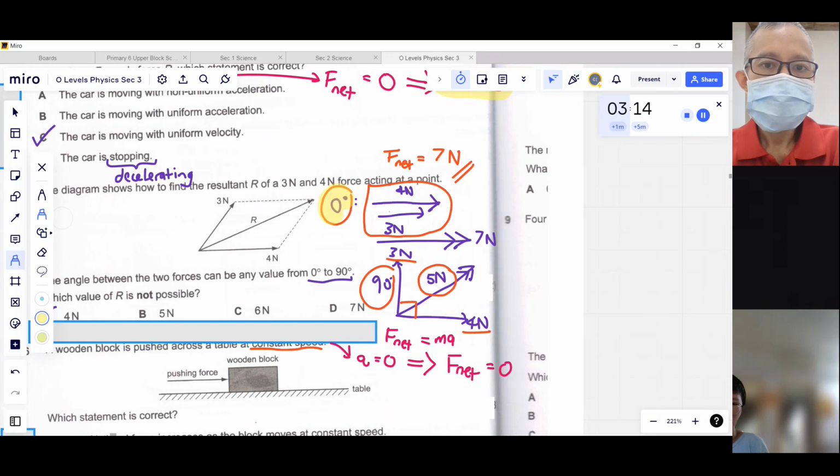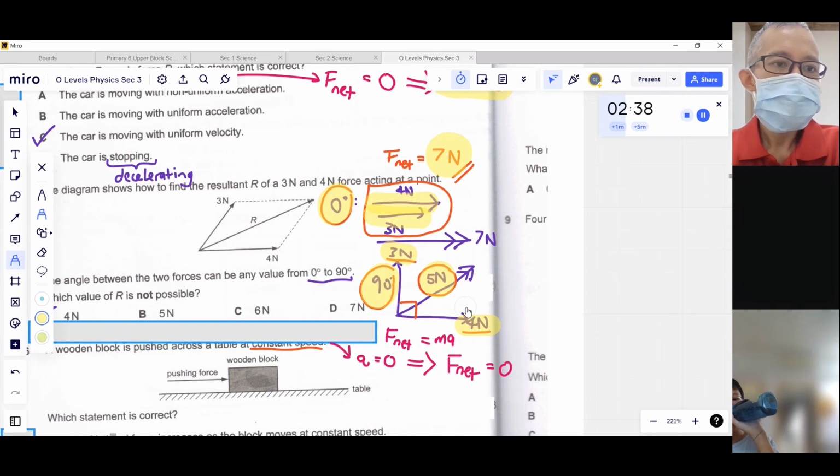So if that's 0 degrees, meaning that both are in the same direction, then the net force is you add them together. 3 plus 4 is 7. And there's the max. But the other extreme is 90 degrees. So in other words, one force is in this direction, the other force is perpendicular. And then if you use Pythagoras' theorem, everyone still remember, right? Then you should get your net force of 5 newtons.